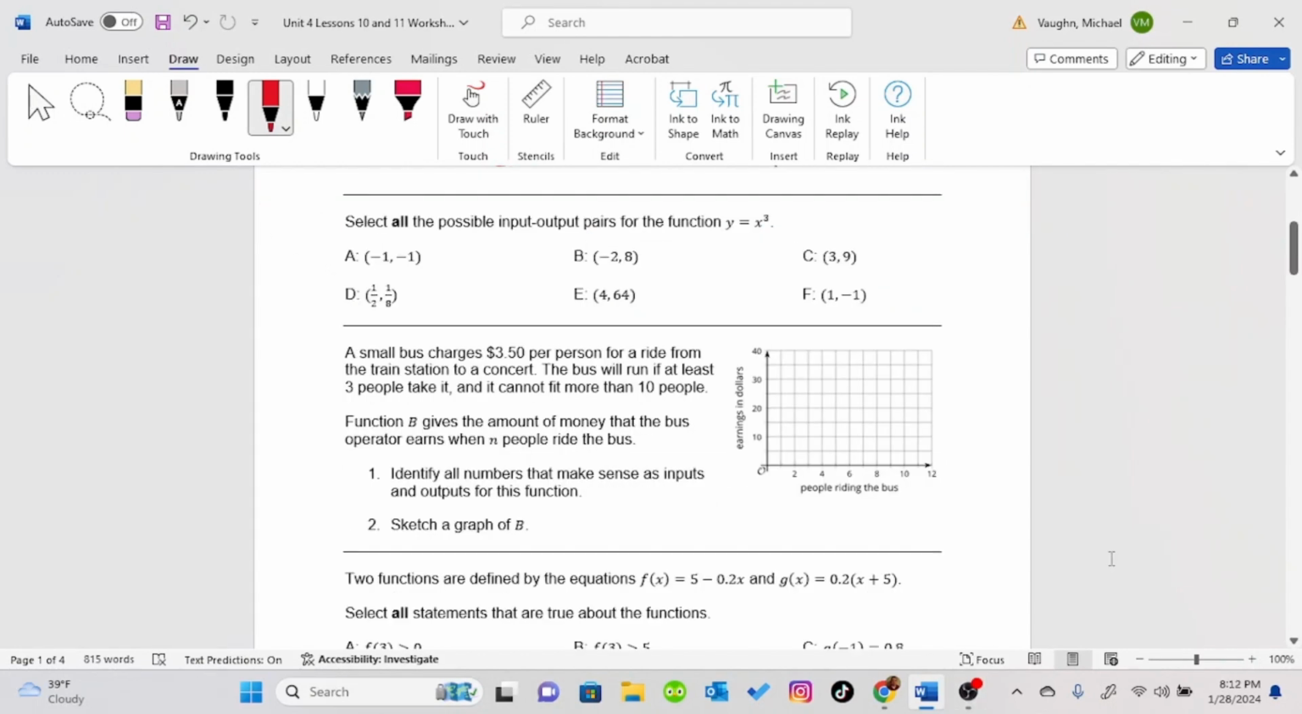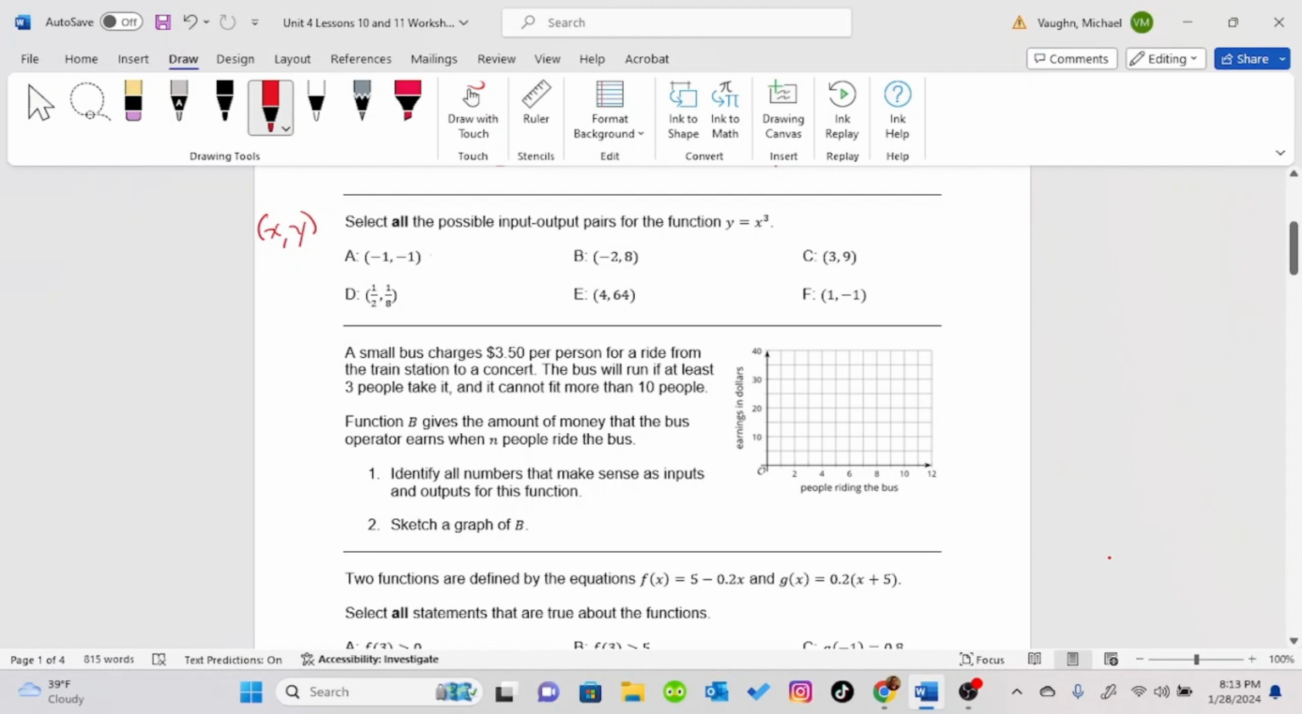Select all the possible input-output pairs for the function y equals x to the third power. Remember, the first number in our pairs is always x, and the second number in our pairs is always y. So in order for this to be an input-output pair, we would need to be able to take the x value, cube it, which means multiply it by itself 3 times, and get the y value as the output.